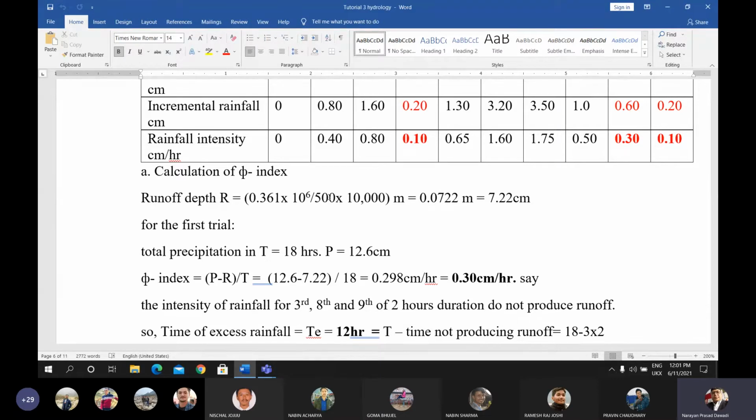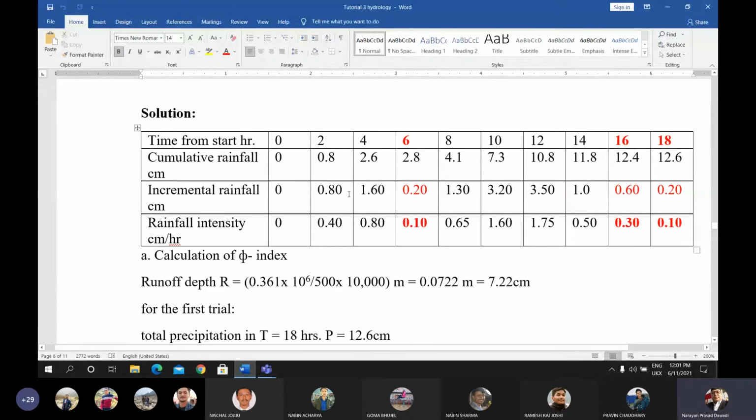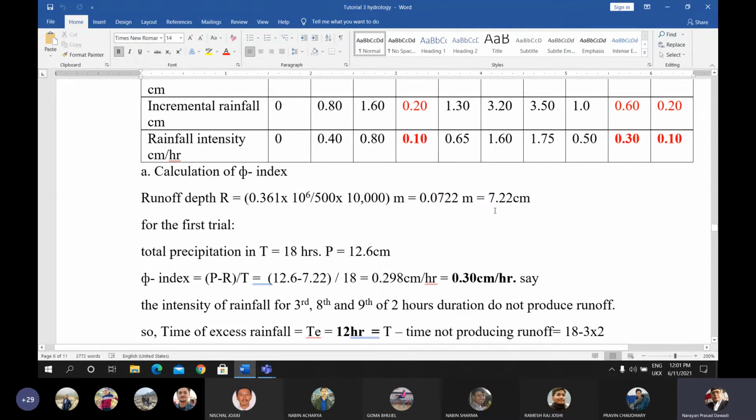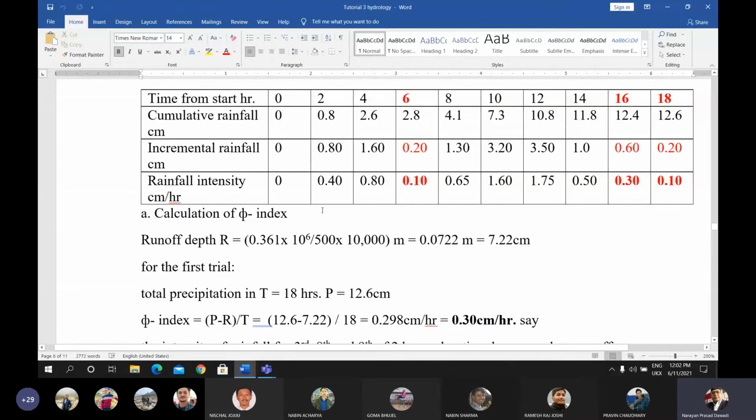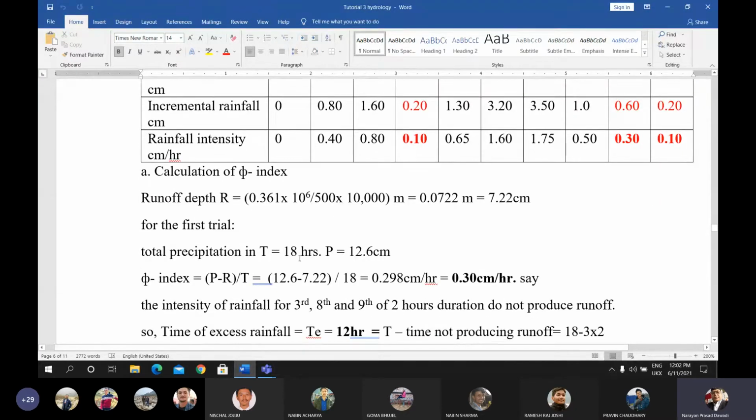It is measured in centimeter because the incremental rainfall is given in centimeter, and the cumulative rainfall is also given in centimeter. That's why I have converted this into centimeter. Now for the first trial, we have to find the phi index. For the first trial, let us consider that the time of excess rainfall T is equal to 18 hours. The time of infiltration or time of runoff is considered as 18 hours.